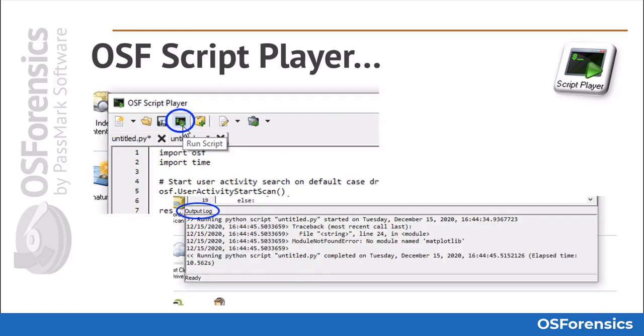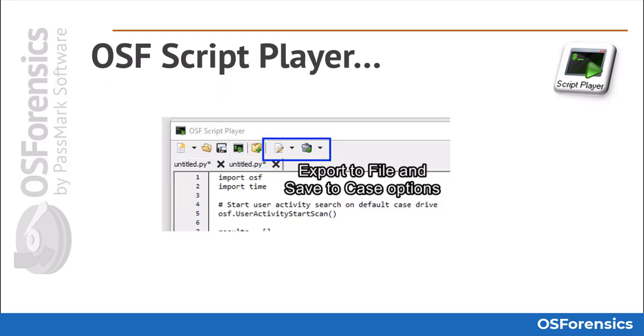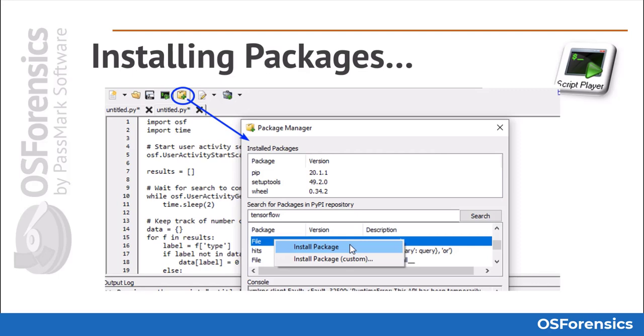Once the script is ready to be executed, click on the Run Script icon. The output of the script execution, including syntax errors, is shown in the output window. To export or save the output to the case, click on the Export to File or Add to Case icons. You can also install third-party Python packages via a Python Package Manager. Click on the package icon to open the Package Manager.